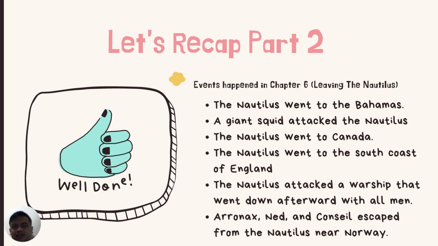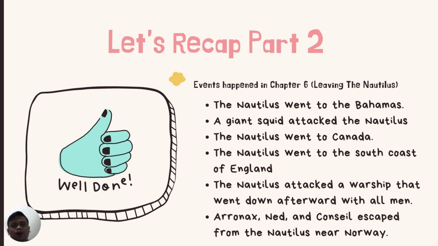And then the next thing that I noted is that the Nautilus went to the south coast of England. Something happened here. The Nautilus attacked a warship. And then the warship went down to the sea with all of the men inside. And also in this chapter, finally, Aronnax, Ned, and Conseil can escape from the Nautilus. They escape near the country of Norway. Well, guys, that was my recap for chapter 5 and chapter 6.